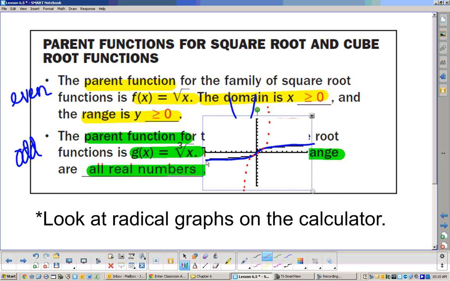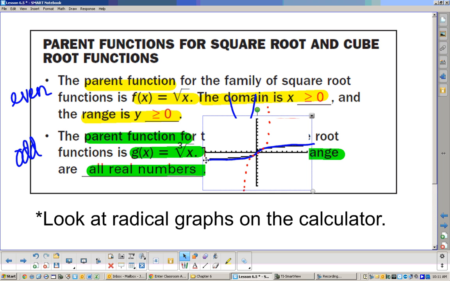So what's the domain of the blue one? What x values does it cover? All of them. Yeah, that's why it's all real numbers. And if we went out long enough, it would get high and low enough. That's why the range is all real numbers as well. So that is what we are looking at today, those graphs.